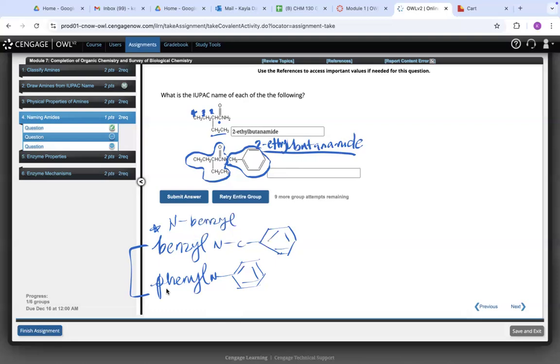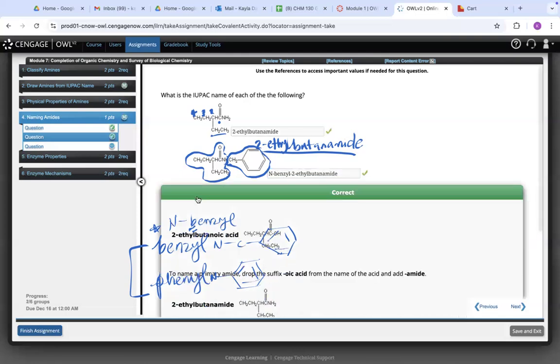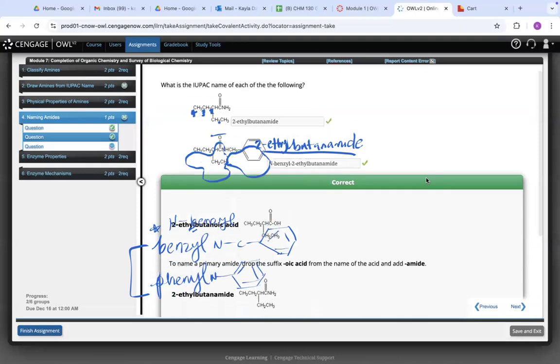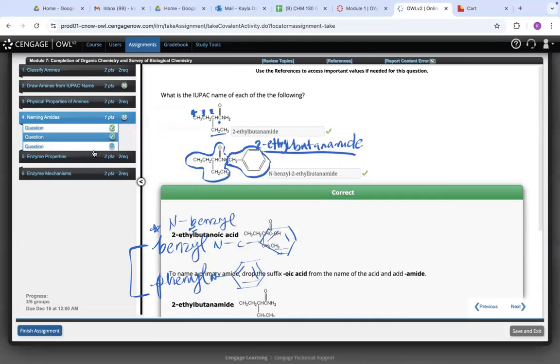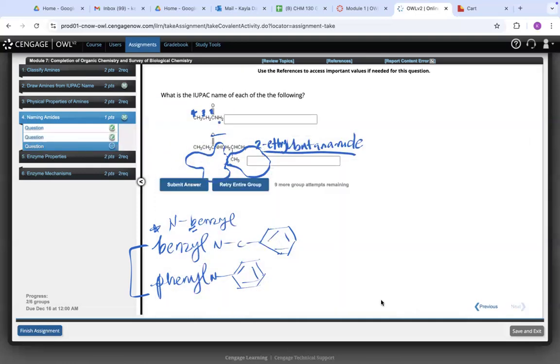So B comes before E in the alphabet, so that branch is going to come first. N-benzyl-2-ethylbutanamide. Whew. I was right. Crazy, right? Okay, let's do another example.